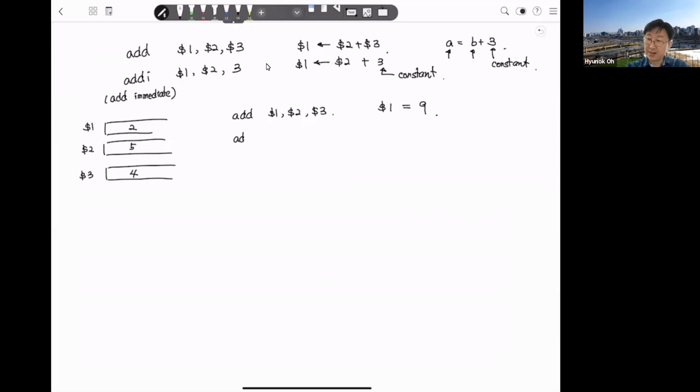And addi $1, $2, 3. Then what's the $1 value? It is 8. Okay.